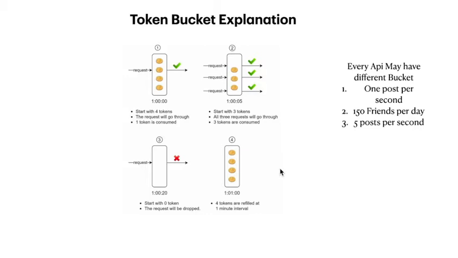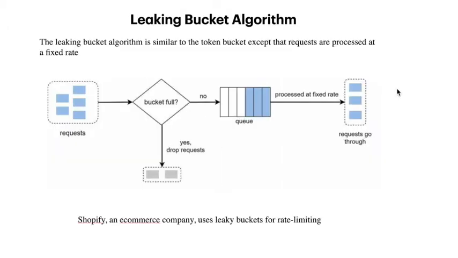Okay, so there are different token buckets for each of your APIs. Like if you consider Facebook, then there will be 3 types of token. There will be more than this, but I'm considering these 3 different ones, like 1 post per second, 150 friends per day, 5 posts per second. These are the token bucket scenarios. Okay, so that's it about the token bucket. So let's move to our next algorithm, which is the leaking bucket algorithm.